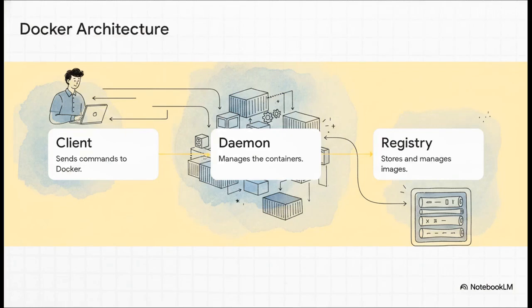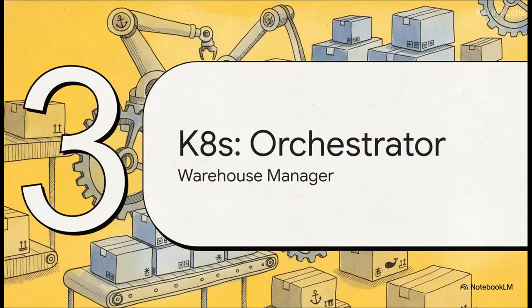Now, Docker's architecture relies on a highly efficient pipeline. Step 1 is all about developer intent. The Docker client sends your commands. Then step 2 is execution. This is where the Docker daemon steps in and does the heavy lifting, actively managing and running those containers. And finally, step 3 is the blueprint. The daemon pulls exactly what it needs from the Docker registry, which securely stores all your images. Pretty straightforward, right?